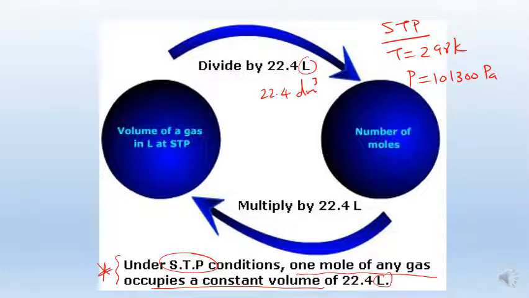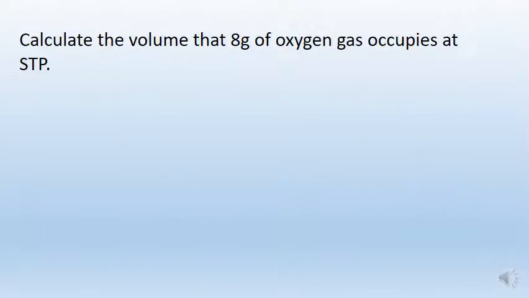I don't like to use the word liters, but I say a constant volume of 22,4 decimeter cubed. So the volume of a gas at STP is 22,4 decimeter cubed. It's the sort of number that you actually want to remember: 1 mole of any gas, 22,4 decimeter cubed at STP. Okay, so let's have a look at this one.